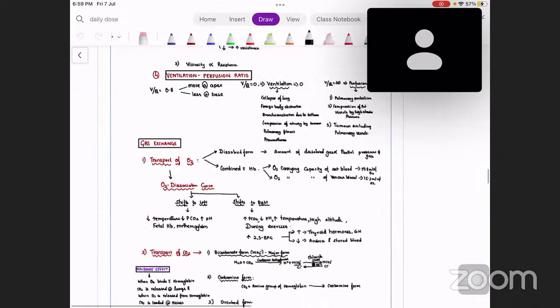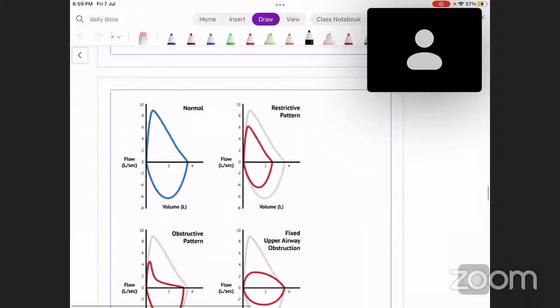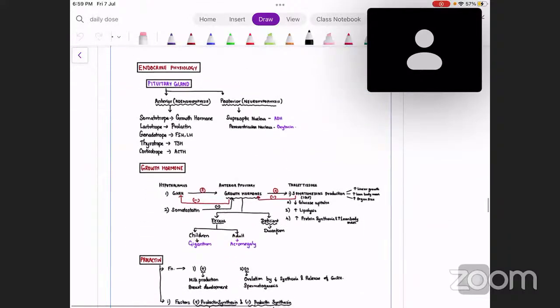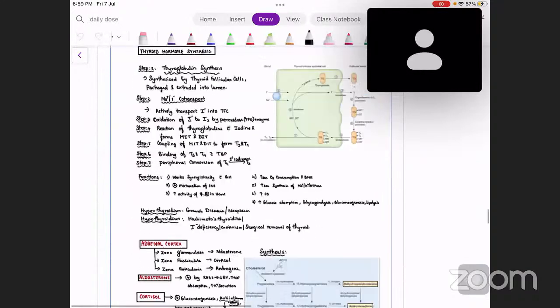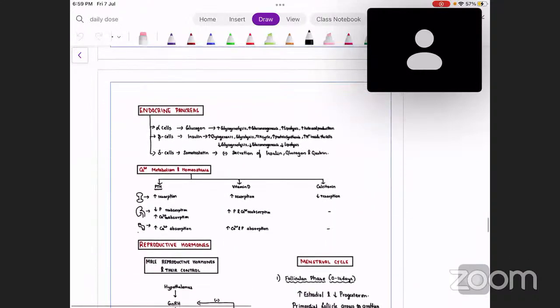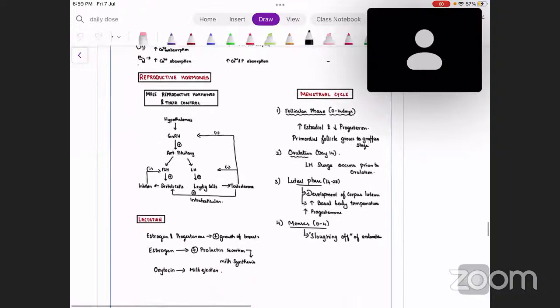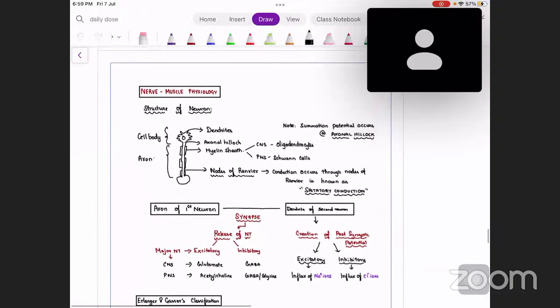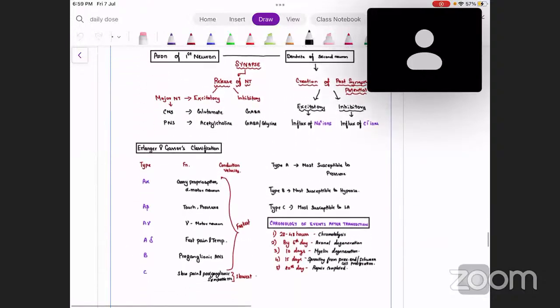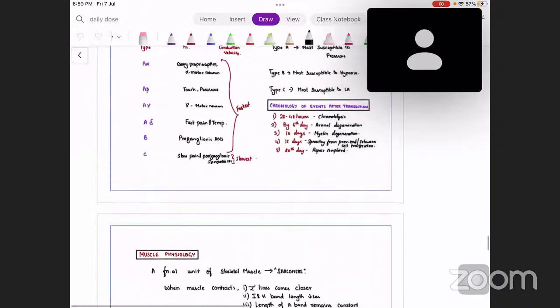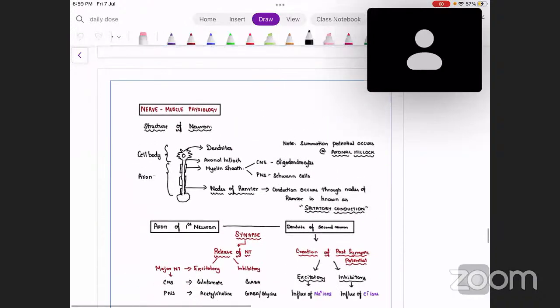Now, moving on to the next high yield area. So we have done the CVS, we have done the gastrointestinal physiology, and we have done the general physiology. Now we are going to talk about neurophysiology.